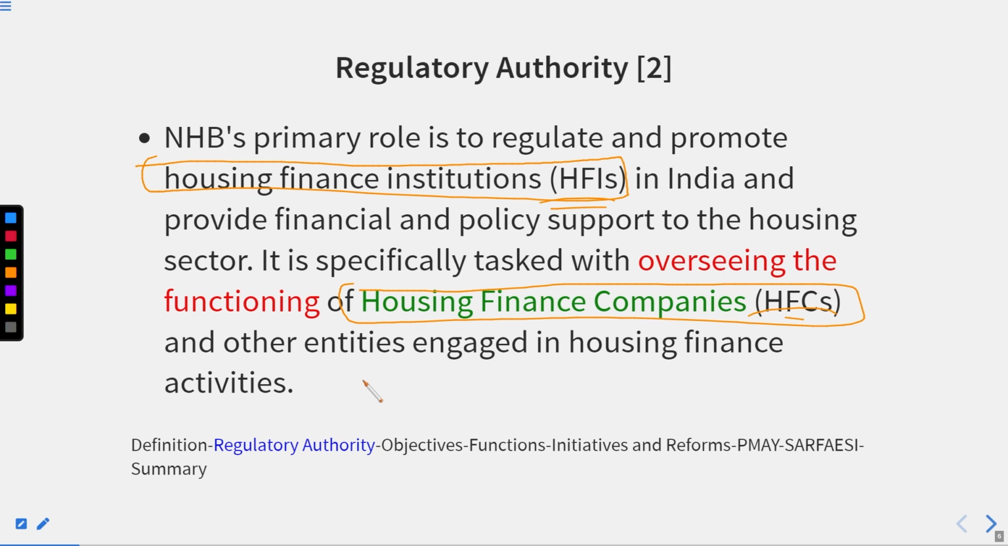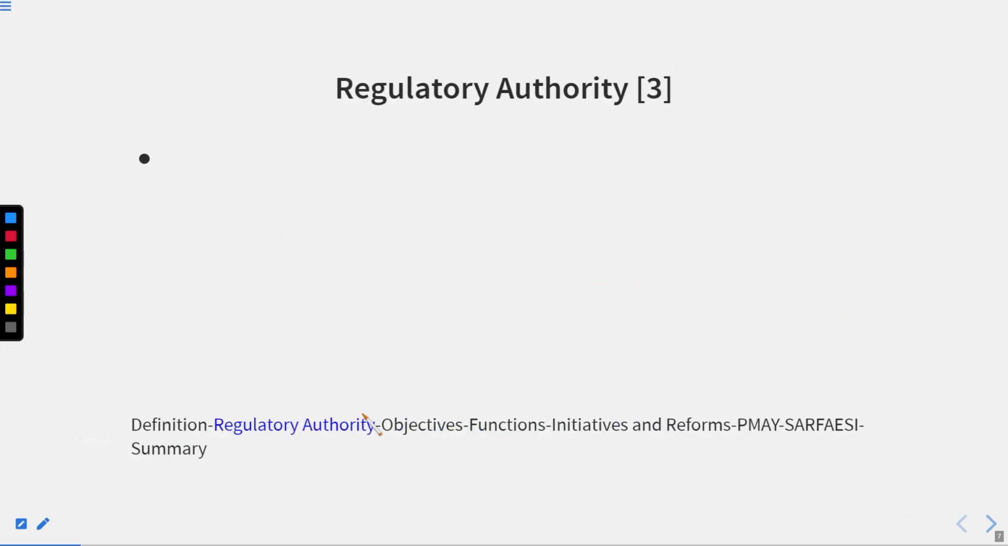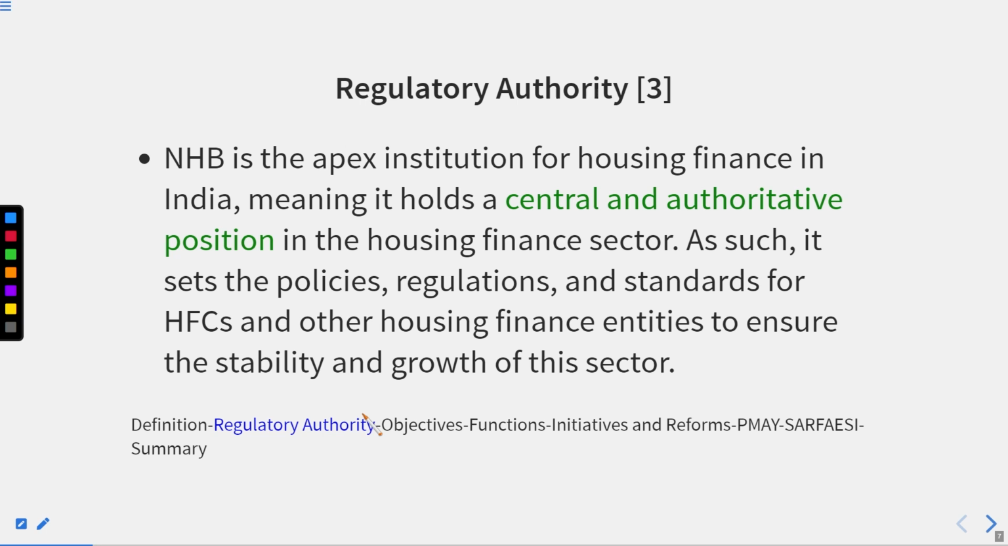All right, so NHB is basically the apex body in the field of the housing sector in India, or financing of the housing sector in India. That's why their primary role is not only regulating the sector but also overseeing the activities of housing finance institutions and housing finance companies and other entities engaged in housing finance activities. Got it? Now, third point is that NHB is the apex institution. Apex means supreme. No institution is above it in the housing finance sector.